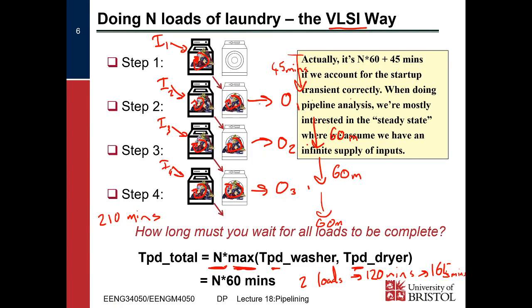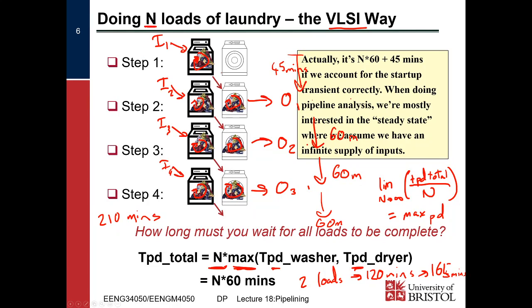However, what we're concerned with when doing things the VLSI way is what happens when we've got a large N. What happens as n tends to infinity of our propagation delay divided by the number of items, and that will be equal to the max propagation delay. Okay? So when we're looking at things the VLSI way, unfortunately we do have this annoying setup time.